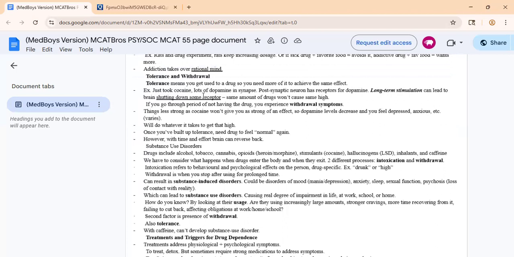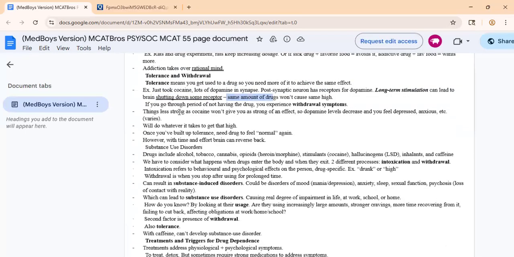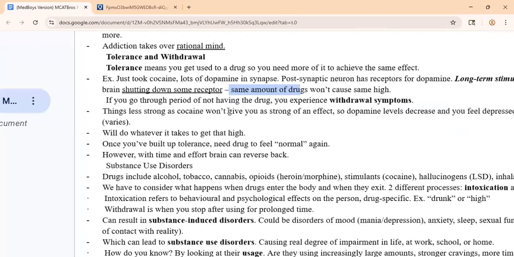We sort of talk about tolerance and withdrawal. Tolerance is just basically your body is used to the drug, and because it's so used to it, it always wants more. So sometimes the drugs won't have the same high because the receptor has shut down and it just wants more and more and more. So your body has to tolerate it.